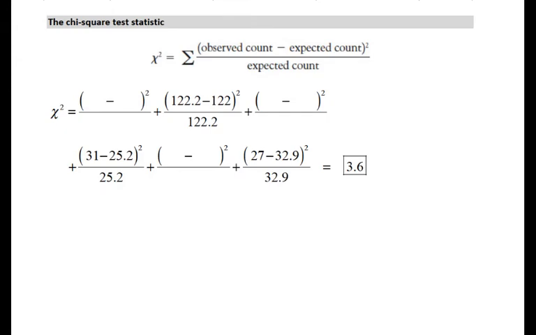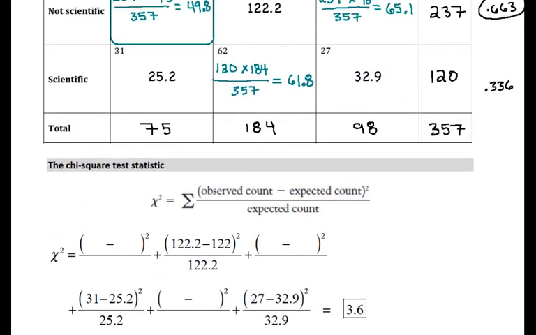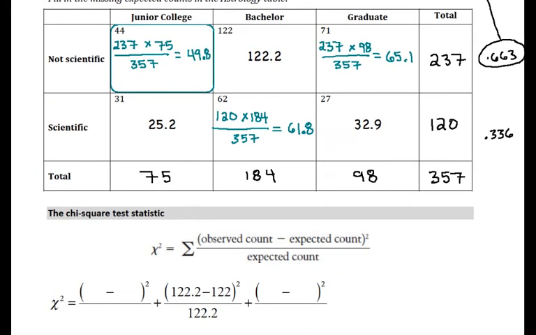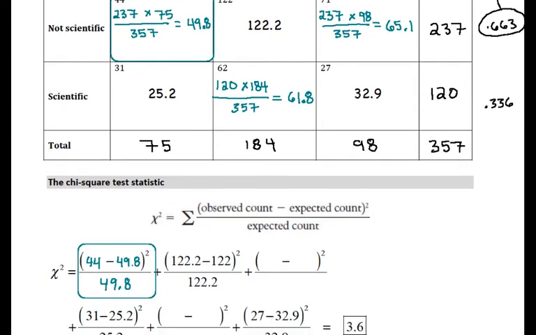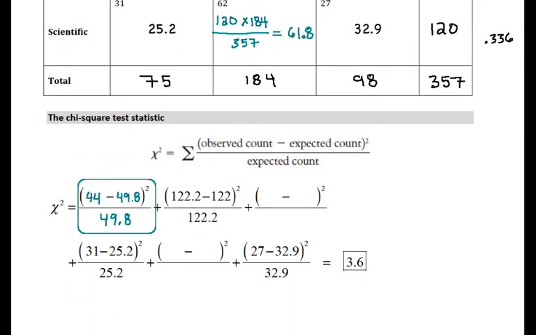So our chi-square test statistic is also calculated the same way. Here I have it laid out in the same order as the table, so that while I'm calculating this first contribution, I am looking at the row 1, column 1 of my table. So that's going to be an observed count of 44 minus my expected count of 49.8 divided by my expected count of 49.8. Now I suggest that you fill in the 2 remaining and see if you get the same thing that I do. Go ahead and pause the video for just a moment.